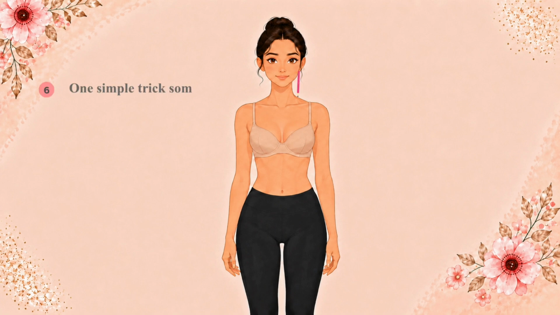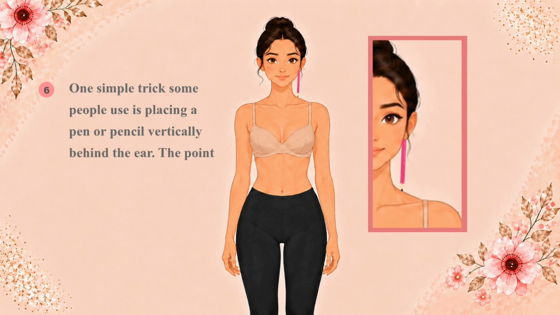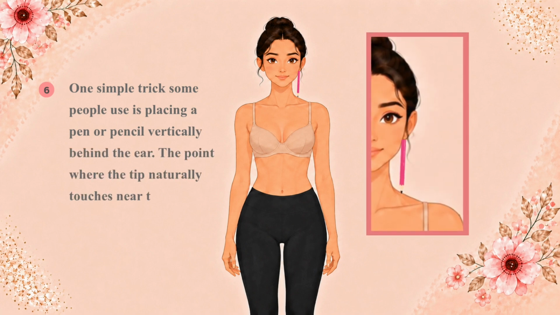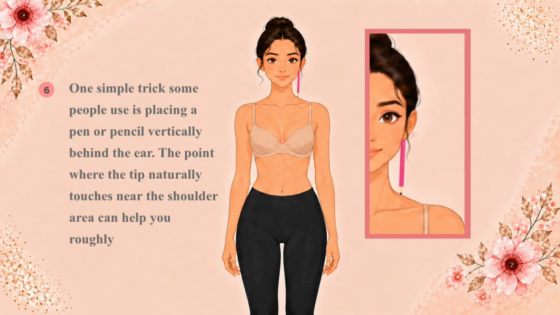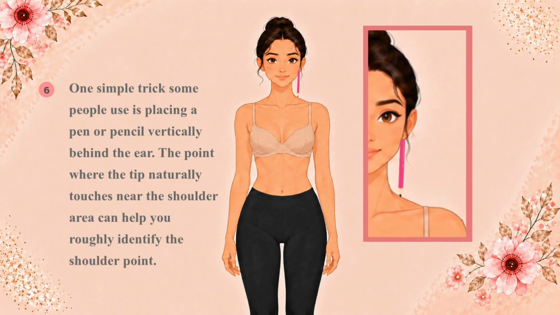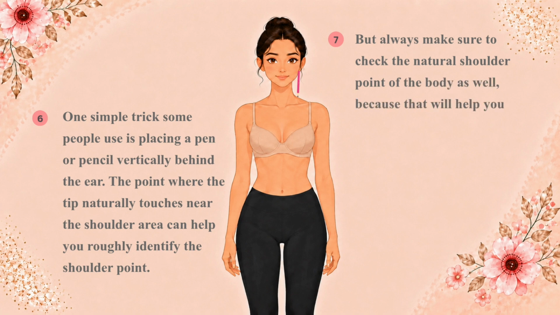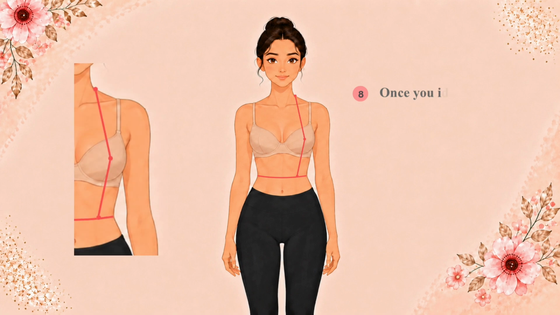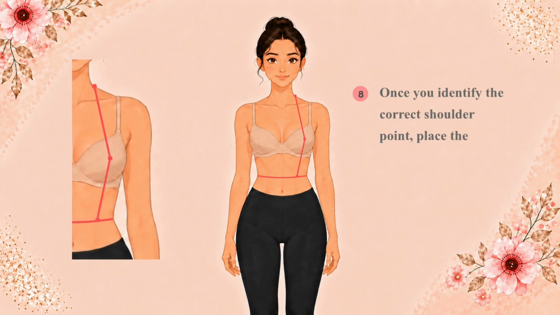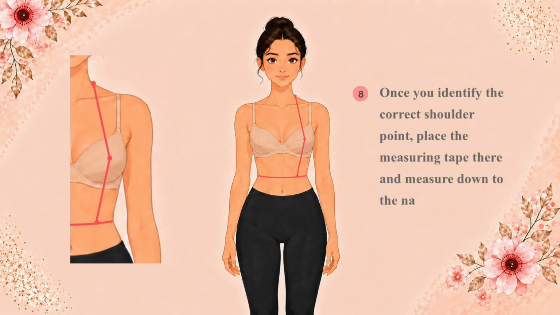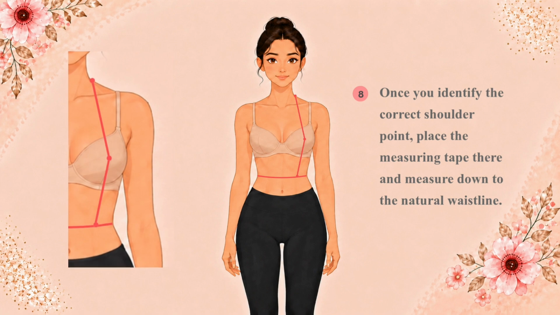One simple trick some people use is placing a pen or pencil vertically behind the ear. The point where the tip naturally touches near the shoulder area can help you roughly identify the shoulder point. But always make sure to check the natural shoulder point of the body as well, because that will help you get a more accurate measurement. Once you identify the correct shoulder point, place the measuring tape there and measure down to the natural waistline.